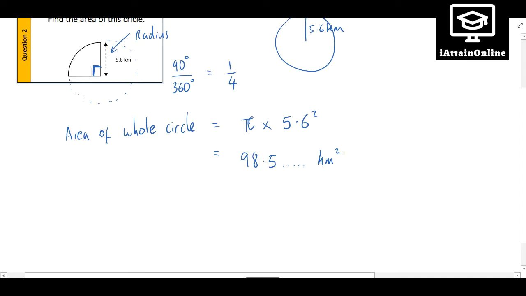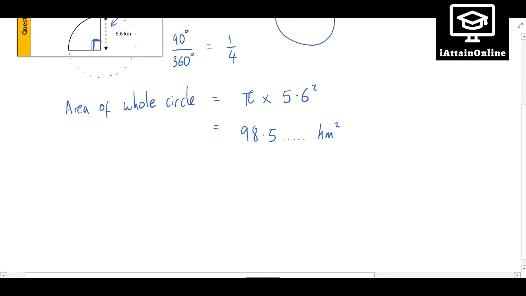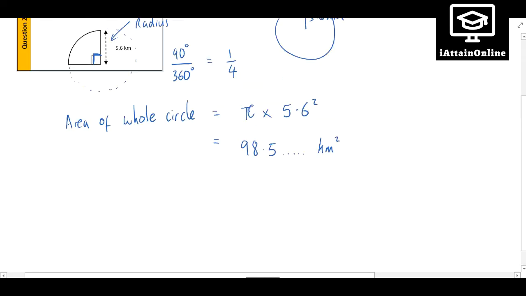Now I'm not going to clear my calculator. I've written down 98.5, but I'm leaving the answer to that in my calculator, because if we round our answer now, because we're not at the end of our question, our final answer becomes less accurate if we round it midway through. So because we had a quarter of a circle, we want to find now a quarter of 98.5 kilometers squared.